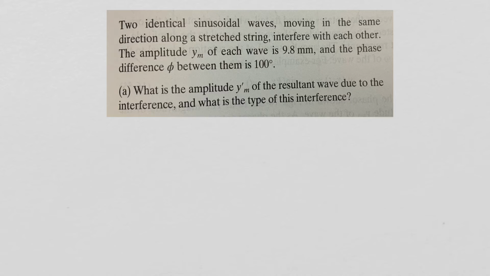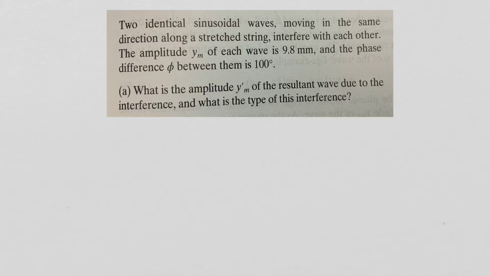Let's do a problem about interference of two waves. So we have two identical sinusoidal waves that are moving in the same direction along a stretched string, and those two waves interfere with each other. The amplitude of each wave is 9.8 millimeters, and the phase difference phi between the two waves' phases is 100 degrees. So the question initially is, what's the amplitude ym prime of the resultant wave due to the interference, and what is the type of this interference, meaning is it constructive, is it destructive, or anything else?